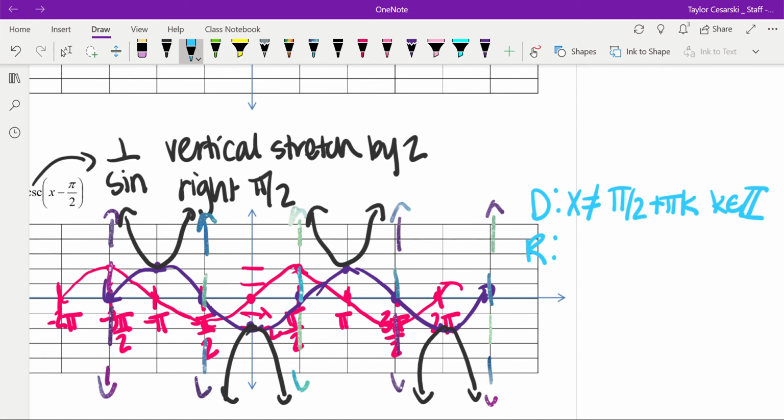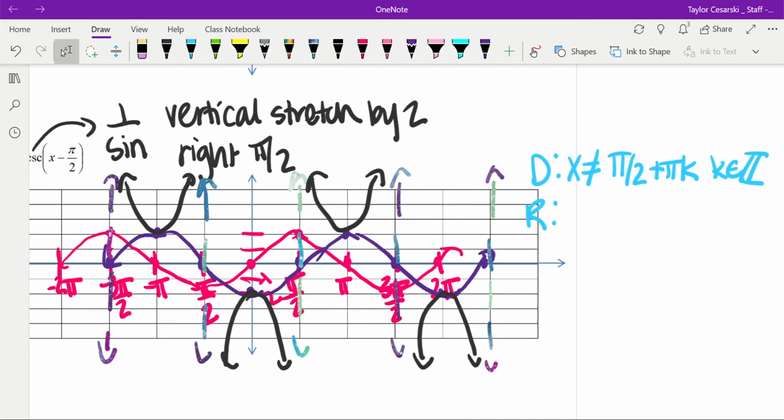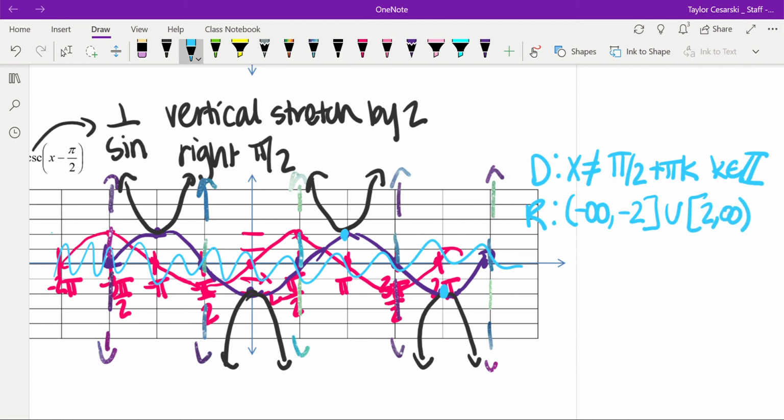All right, the range is also a little bit tricky, so we got to go from the bottom to the top. So at the bottom, it's going down, so negative infinity, and then we have to stop right here at my maximum, okay? And that's at negative 2, including negative 2, union, then I can start up again at this minimum, because remember, all of this is not really included in my graph. That's not really the cosecant function. It's just what I use to graph it. So I start up again at positive 2, and I go to infinity.